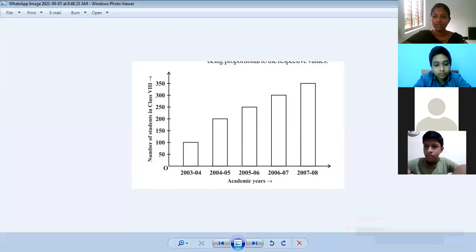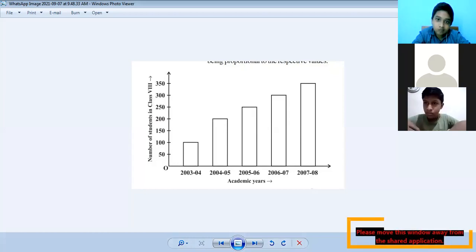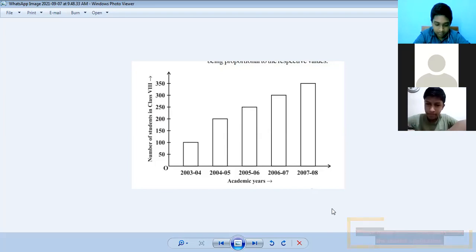Okay. Then this is an example of a graph. Which kind of graph is this? Bar diagram or bar graph? Bar, yes. Okay. Then here we have a bar graph given for us. From this we have some questions. What is the information given by the bar graph?